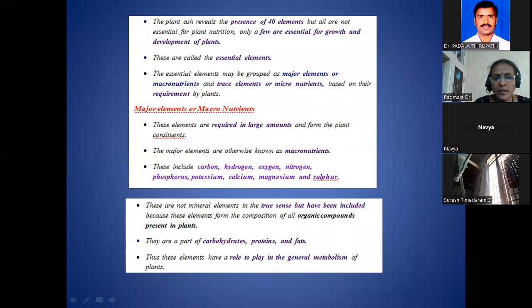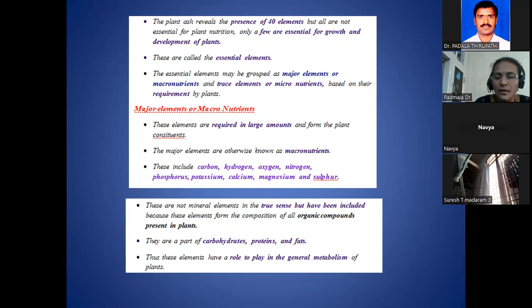So, in order to study the role of the plant nutrients, they first did an experiment. Nowadays also, to do research work related to the role of nutrients in plants, we dry the leaves of the plants and make them into ash, and from the ash we can estimate how much amount of nutrients is present. Like this, the plant ash reveals the presence of 40 elements.